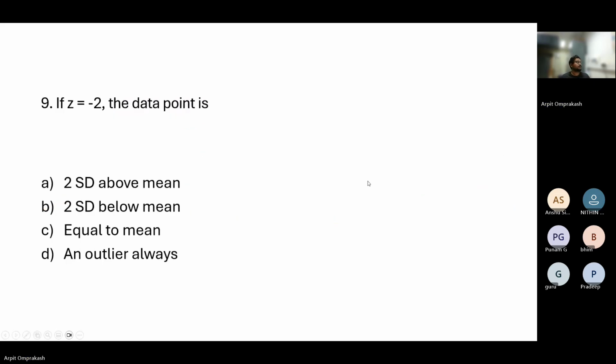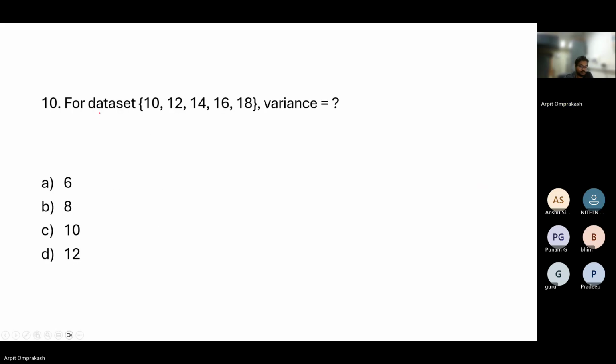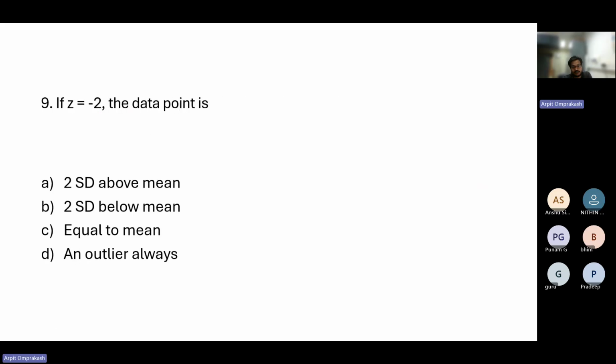Okay. The next question is, if z is equal to minus 2, the data point is A, 2 standard deviations above the mean, B, 2 standard deviations below the mean, C, equal to the mean, or D, an outlier. So what do you think is the answer here? If something has a Z of minus 2, what does that tell you? Exactly. So the answer is B, 2 standard deviations below the mean.